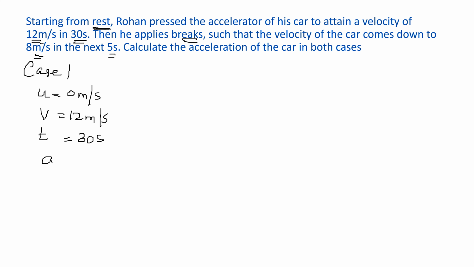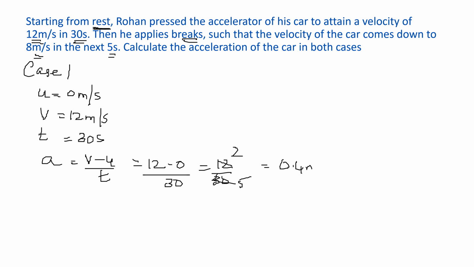So we can easily find the acceleration, which is v minus u by t. 12 minus 0 divided by 30. So 12 by 30 we can simplify, you can cancel by 6, we'll get 2 by 5, and 2 by 5 is 0.4 meter per second square.